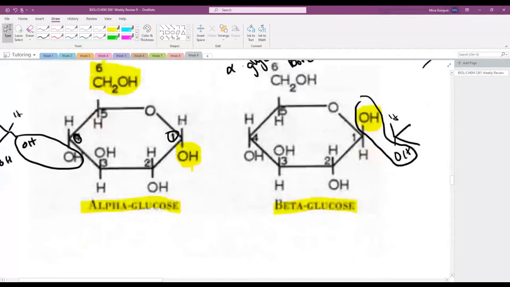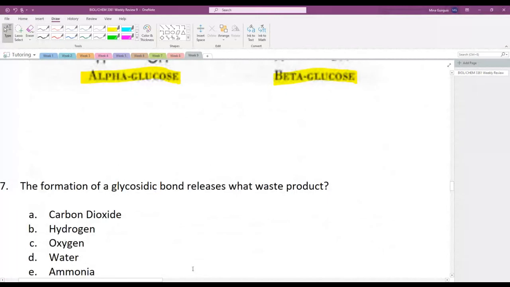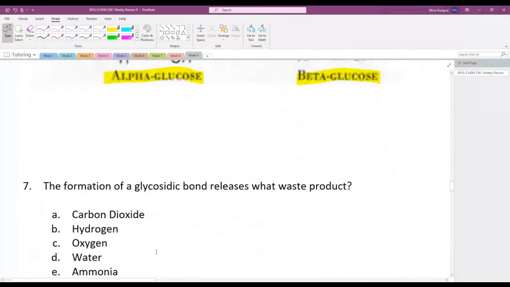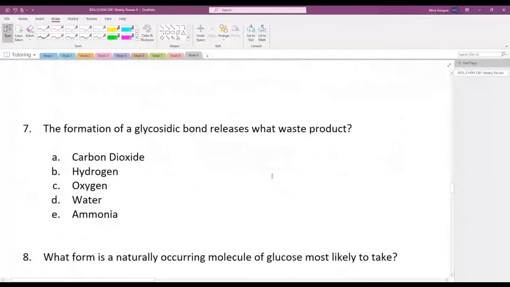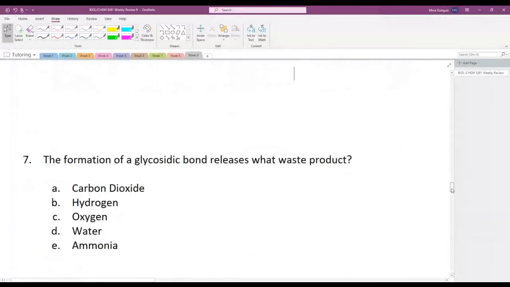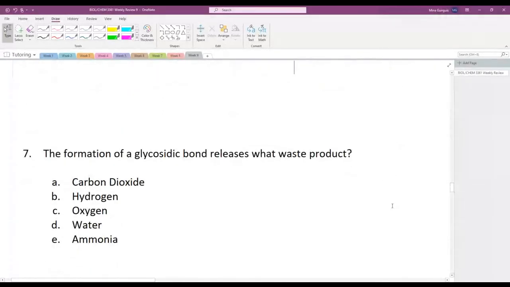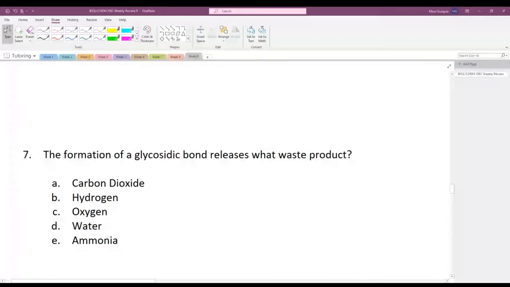Okay. So number 7. I kind of spoiled this, but I want to make sure that you guys are following along. Formation of a glycosidic bond, so one of these, releases what waste product? If you'd like to go ahead and type your answer into the chat, we can talk about it. Perfect.